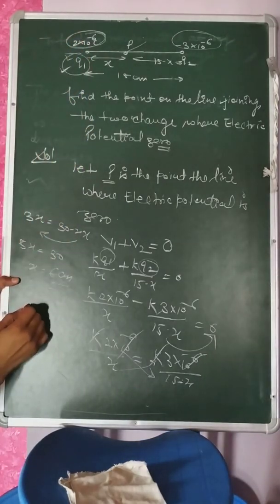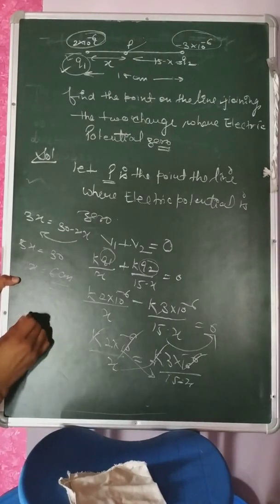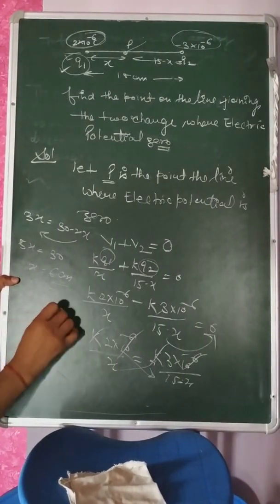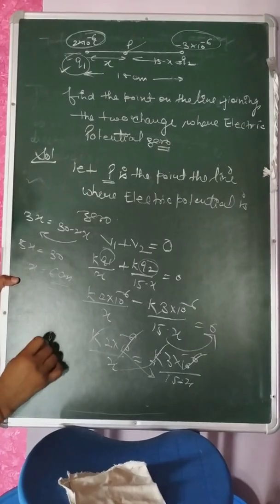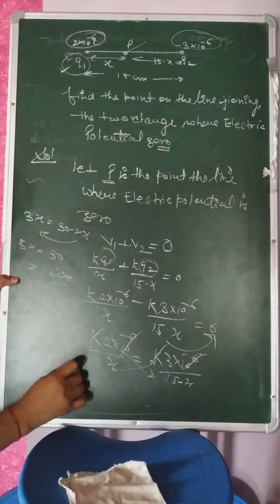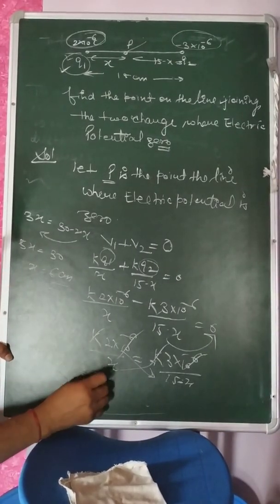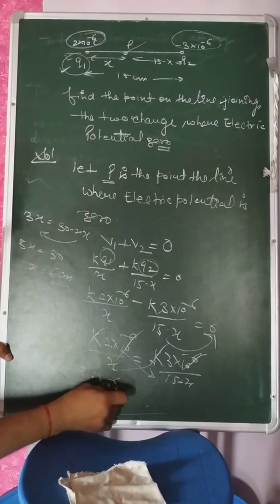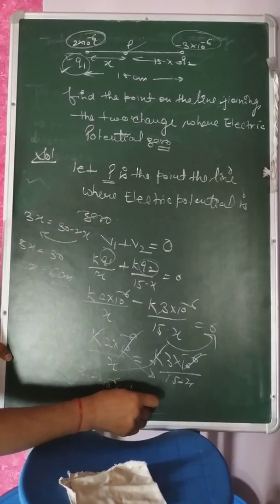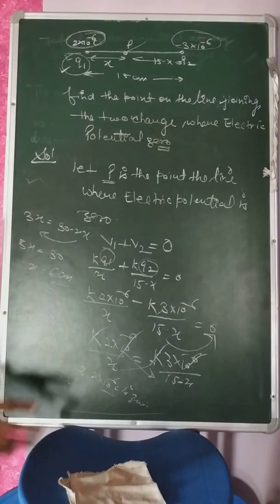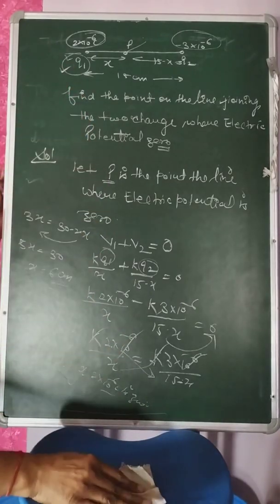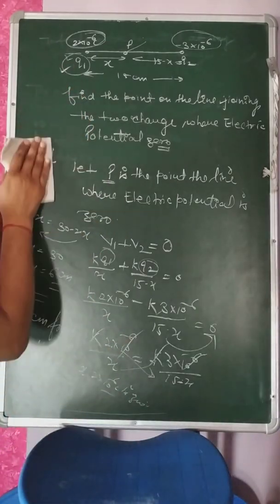The electric potential at a distance of 6 centimeter from the charge of 2 into 10 to the power minus 6 coulomb. Similarly, you can do many more questions on this particular topic. One more example I am writing over here.